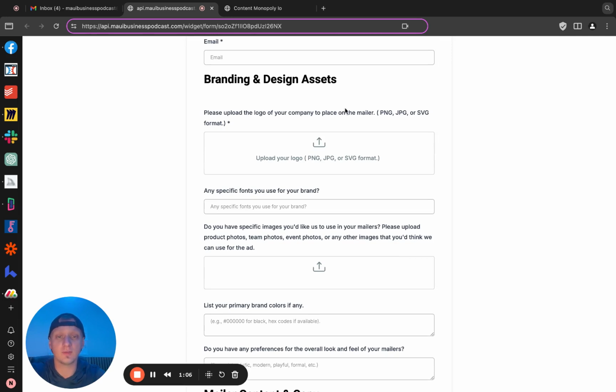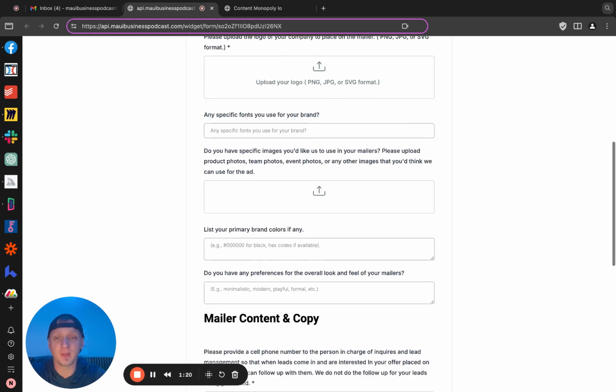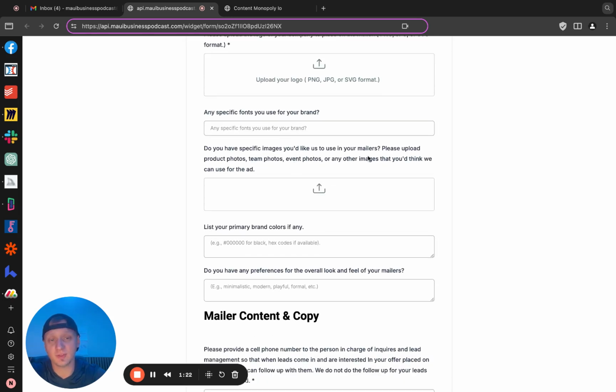Branding and design: your logo of the company to place on the mailer in these files. Any specific fonts for your brand that you'd like to use, if you have any. I know some people are very specific about their fonts, so that's something we're going to need to know for your brand. And then, do you have any specific images you would like us to use in the mailers? Please upload product photos, team photos, events, or any other images that you would like to use for the ad.